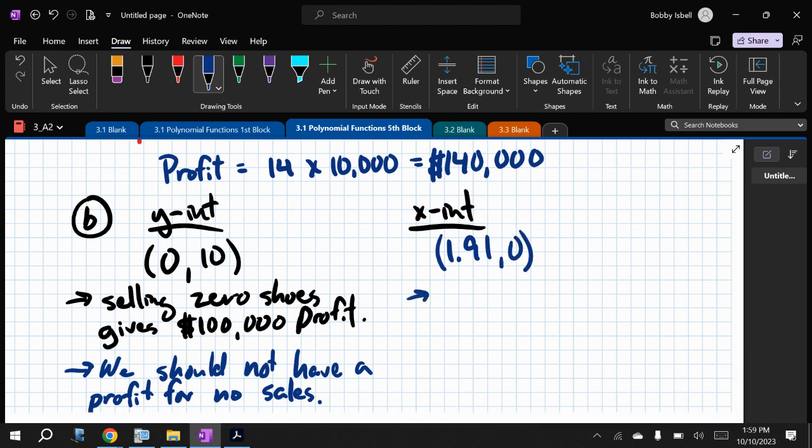So selling, multiply 1.91 times 10,000. 1, 2, 3, 4. Would be 19,100. Is that right? 1, 2, 3. $100 or 100 shoes.